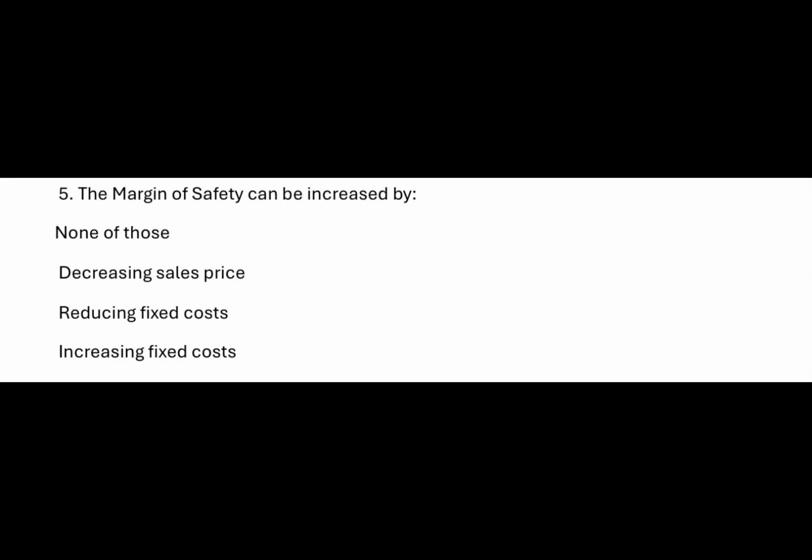So the margin of safety can be increased by none of these, decreasing sales price, reducing fixed cost, or increasing fixed cost. Well, the only way that you can increase or decrease the margin of safety is by changing the fixed costs or sales. So to increase, you have to either reduce your fixed cost or increase your sales. And here, you can only reduce your fixed cost, so the answer is C.